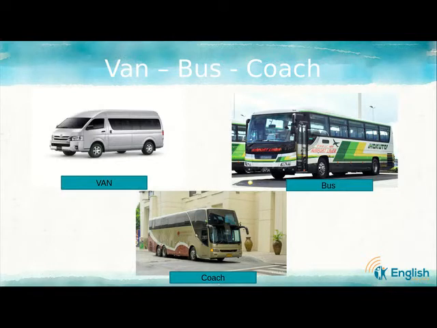And in a coach, you usually have forward-facing seats, and there is no room for passengers to stand. There is onboard entertainment and a toilet, and you also have a luggage compartment here under the passenger seats. So those are the differences between a coach and a regular bus.